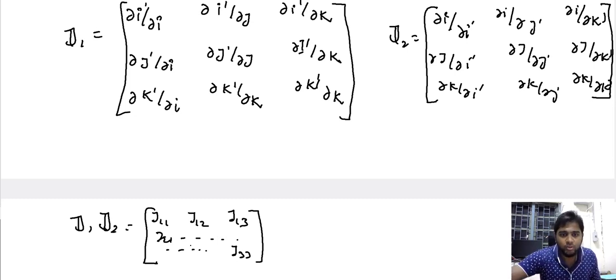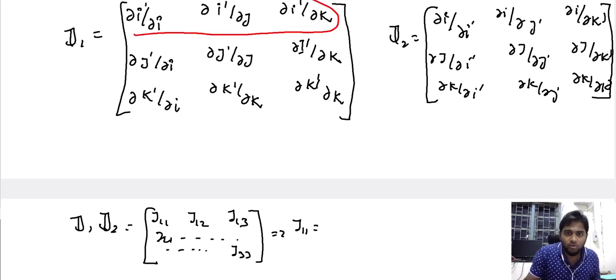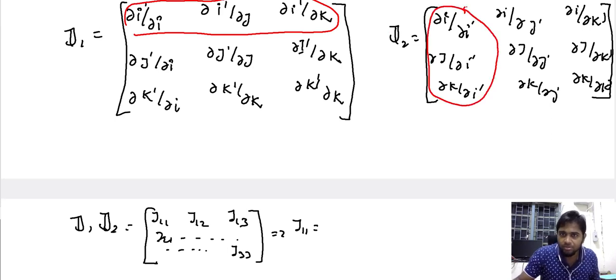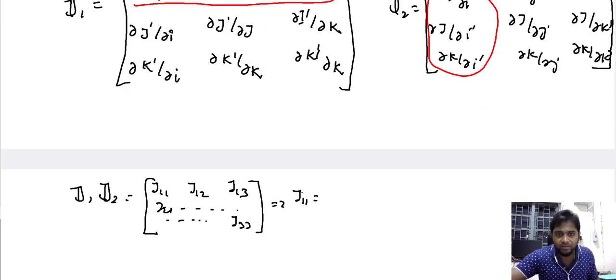Now let us try to understand at least a few of these elements. That is, let us try to understand what the J11 is. So J11 involves the summation and product of this row and this column here. So what will J11 then involve? So the J11 would be something like this.